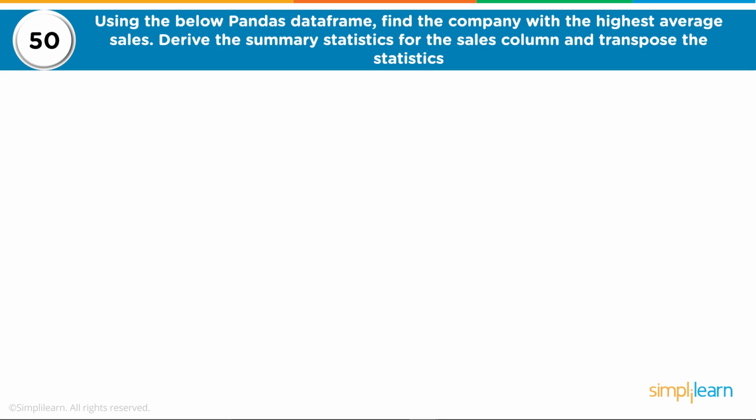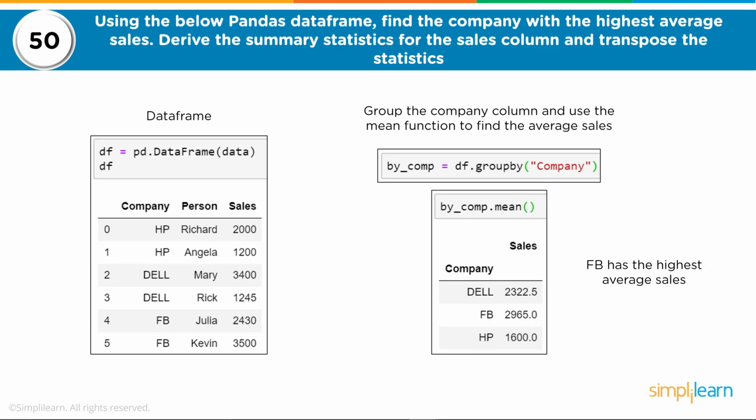And before we go, let's get one more in. We're going to do a pandas question using the below pandas data frame. Find the company with the highest average sales, derive the summary statistics for this sales column, and transpose the statistics. That's a mouthful, and just like any of these computer problems, break it apart. So first of all, we're looking for the highest average sales. So group the company column and use the mean function to find the average sales. And you can see here by company equals df.groupby company.